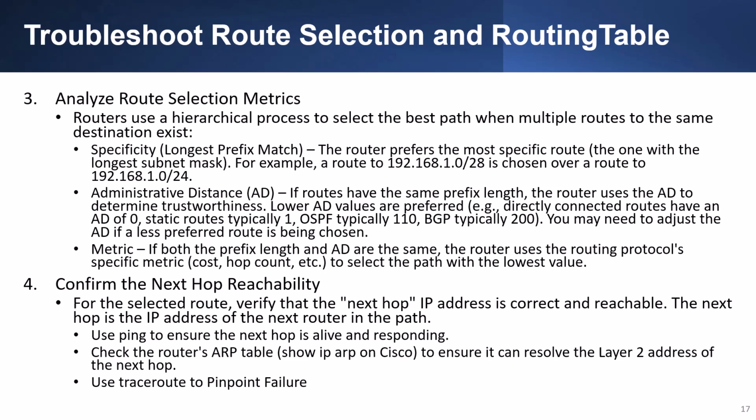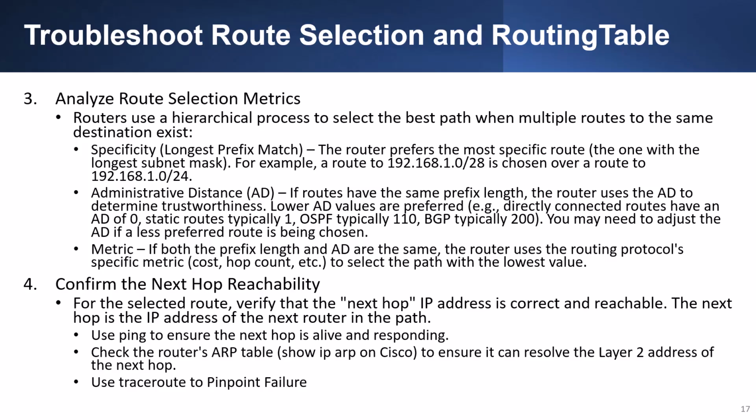If routes have the same prefix length, the router uses the administrative distance to determine the trustworthiness. Lower AD values are preferred, such as directly connected routes have an AD of 0, and static routes typically have 1. OSPF typically has 110, and BGP typically has 200. You may need to adjust the AD if a less preferred route is being chosen. Metric. If both the prefix length and the administrative distance are the same, the router uses the routing protocol specific metrics, cost, hop count, and so forth to select the path with the lowest value.